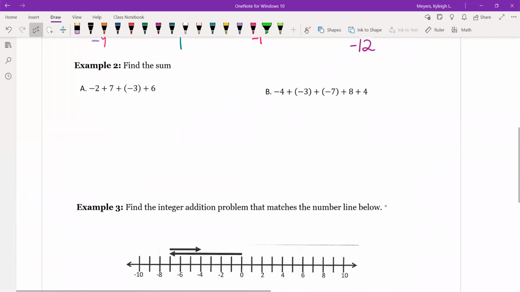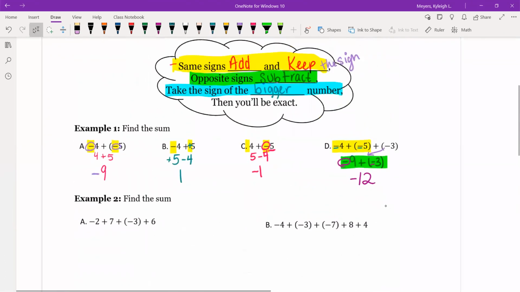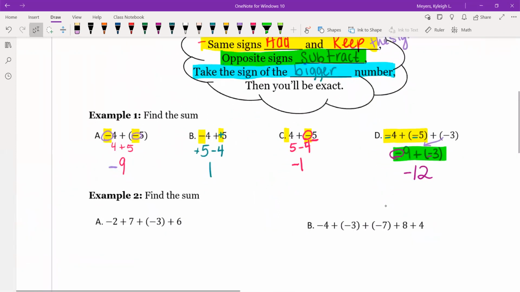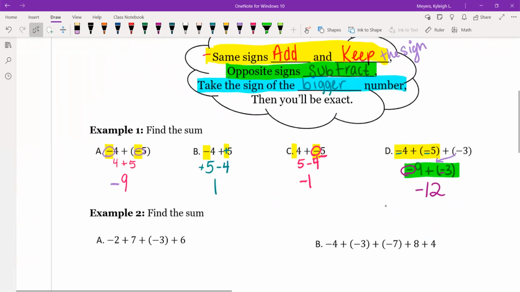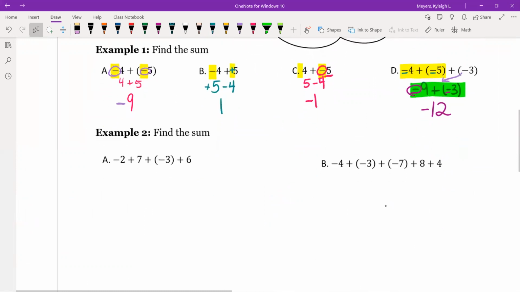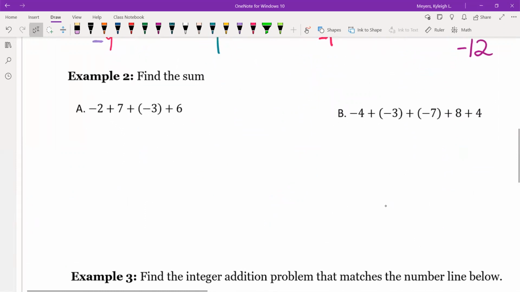We're going to do example 2a together. Okay, so we're going to just start looking at example 2. So we're going to do that first piece together, -2 plus 7. Those are opposite signs, so we subtract. Same, we add. Okay, so opposite signs. What's 7 minus 2?